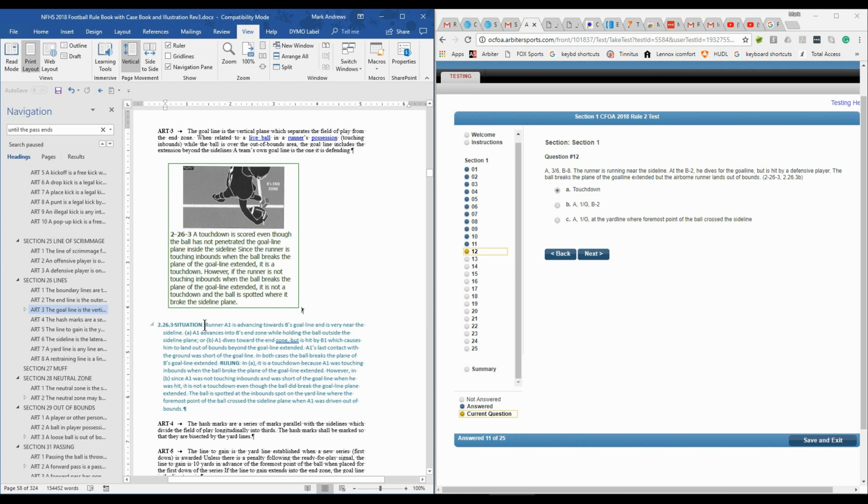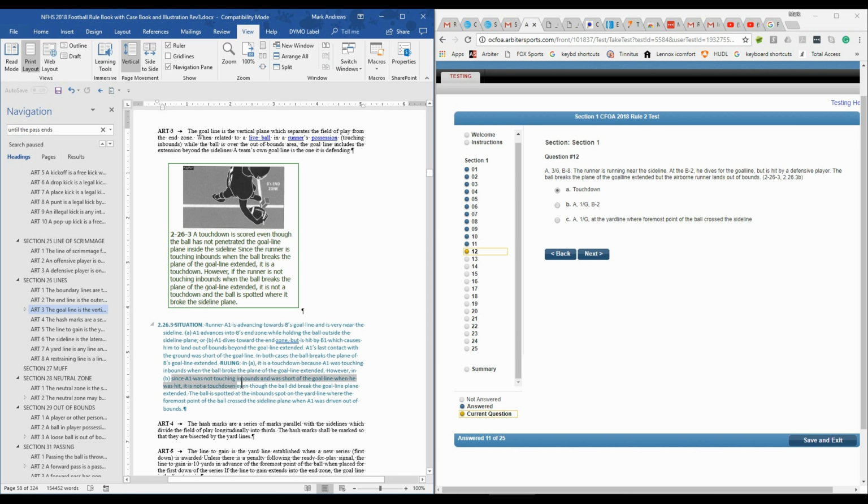And here you see it. Runner A is advancing towards B's goal line and is very near the sideline. And there's two scenarios here. We're going to go to B. A1 dives toward the end zone but is hit by B1, which causes him to land out of bounds beyond the goal line extended. A1's last contact with the ground was short of the goal line. So it's very similar to the rules question that we had. What's the ruling? Here we see it right here.